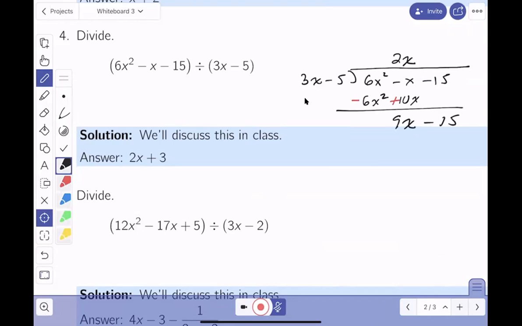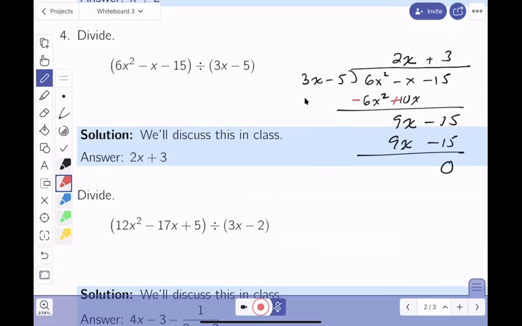All right, so what are you going to do now? What times this, which is 3x, would match this identically? Well, that would be 3, plus 3, sorry. What do you get? 9x minus 15. Now, I got to be honest with you. If I were to subtract that, I would just get 0 very quickly.